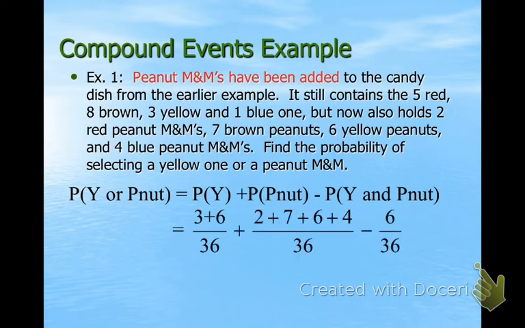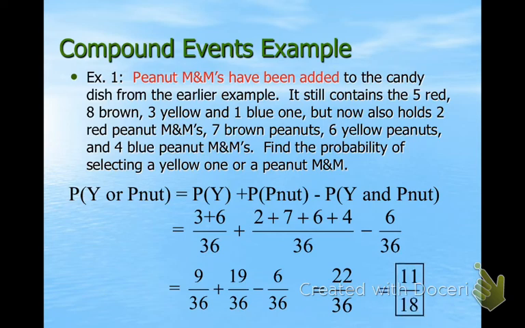So 3 plus the 6 gives you the 9. 2, 7, 6, and 4 are all the peanut M&Ms that we have, but then we took away the 6 yellow peanut M&Ms, and we end up with 22 over 36, which is about 11 out of 18. Okay, so pretty good chance that you would either grab a peanut M&M or just a yellow M&M in general.